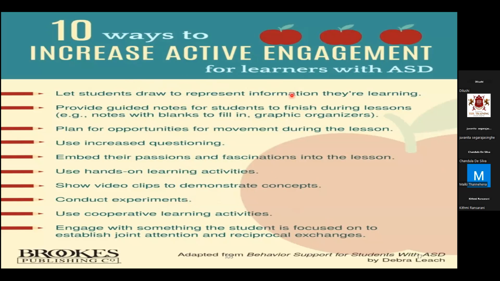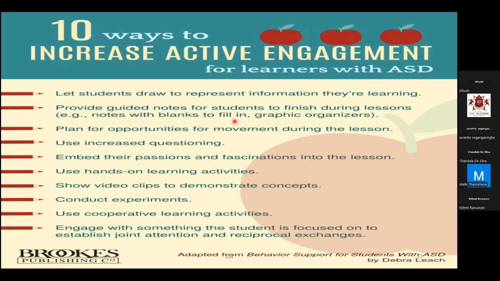Draw to represent information, not only drawing, get them engaged in aesthetics. It can be singing, it can be dancing. So when they are engaged in emotions, aesthetics, their emotions are let out. Emotions contribute a lot in human behavior. That is why it's always advised to get the children involved in aesthetic activities like music, dancing, or martial arts, something like karate, right? So all those determine the behavioral pattern.